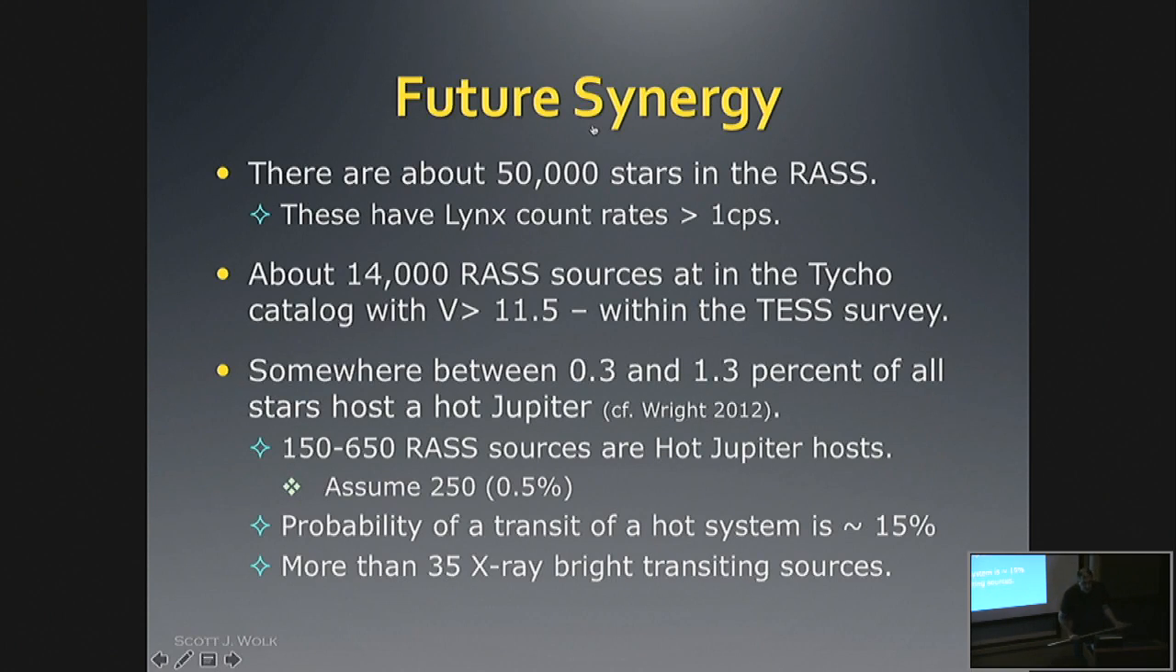So if you just look at the ROSAT All-Sky Survey, there's something like 50,000 stars in it. And those 50,000 stars using the Lynx mission should have count rates of over 1 count per second. So you should get fairly good spectra of these things. And about 14,000 of those will have V magnitudes bright enough even for TESS to detect any exoplanets around them. And if you go through all the math, we come up with something around 35 transiting systems that will be within the range of the Lynx mission.